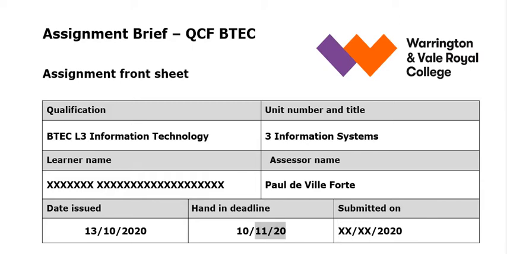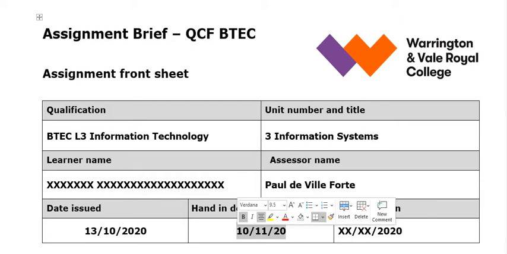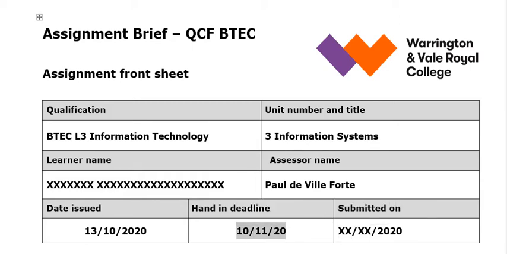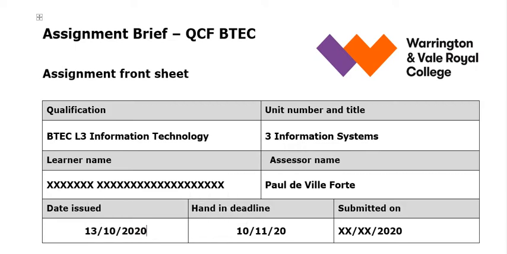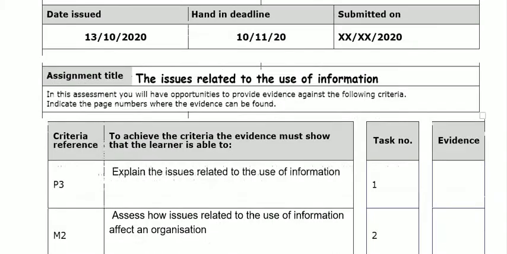The handing in date officially is the 10th of the 11th. We handed it out the 11th of the 10th, which was last Tuesday. So we're going to basically be requiring them in the week after half term.